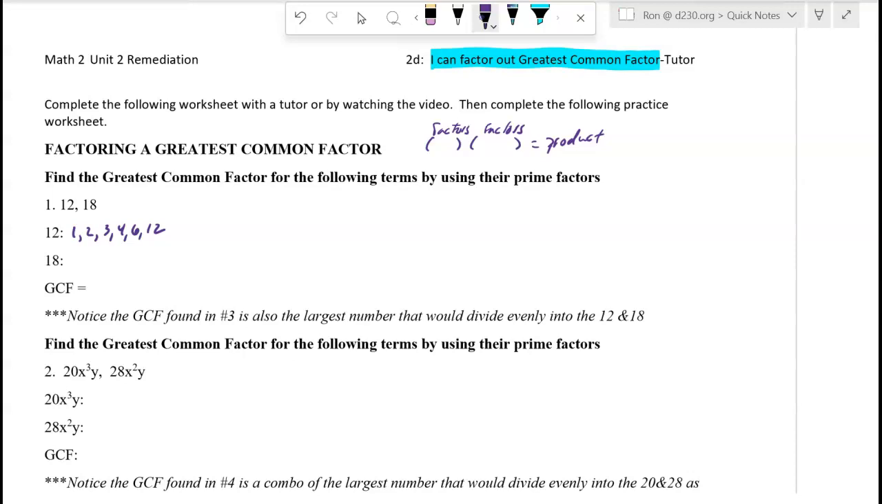Factors of 18. So I know 1 and 18 would work. I know 2 and 9 would work. I know 3 and 6 would work. Okay, so these are the factors of 18. So what is the greatest common factor? What factor is in both lists? The greatest number that's in both lists is 6. So we would say that 6 is the greatest common factor.